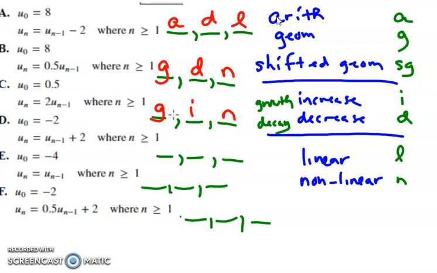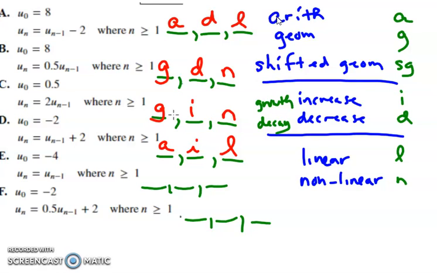Problem D, it's an addition problem, so it's arithmetic. I am adding 2 each time, so I'm going to look at -2 plus 2 is 0, plus 2 is 2, plus 2 is 4, and so on. That's the increase. And it's, again, arithmetic, so it's linear.